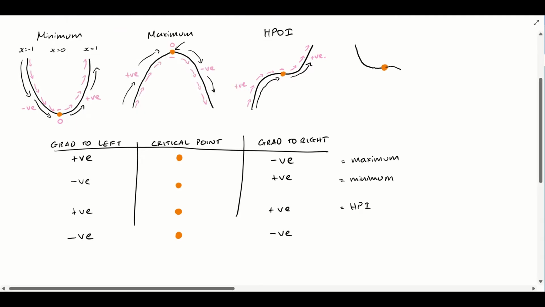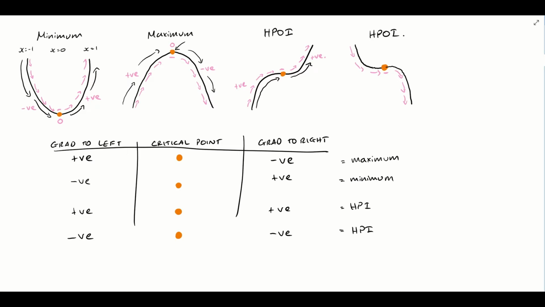And we're going to go back down again. That's a horizontal point of inflection as well. It's just reverse. So if we do our gradient lines in pink, we're coming negative gradient, negative gradient, negative gradient, and we stop at our critical point, and then we come down the other side, still going down. So that one there is also a horizontal point of inflection.